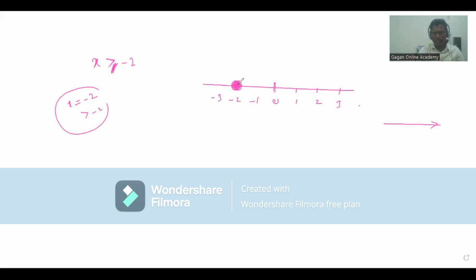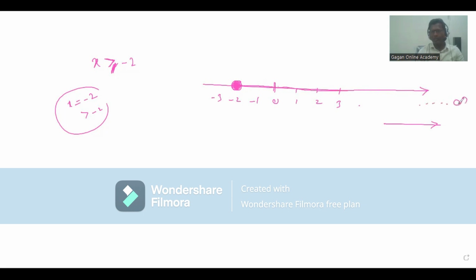We have to shade like this. Now here we have the greater than symbol, so that means we have to move this side. All the values which are greater than minus 2, so minus 1, 0, plus 1, plus 2 are greater than minus 2. That's why I am drawing on this number line like this. So it goes like this.